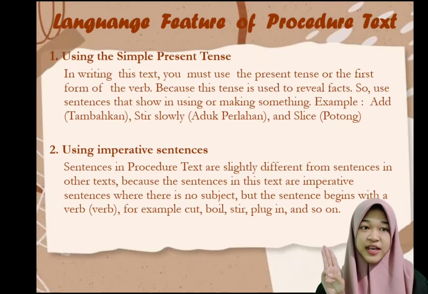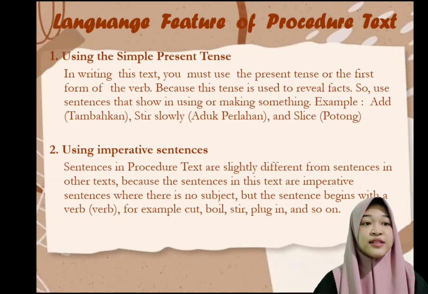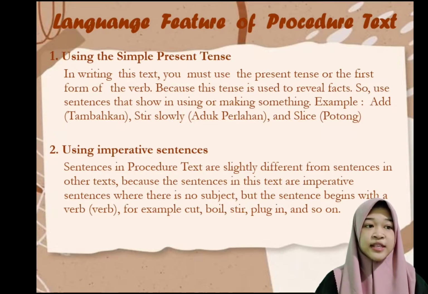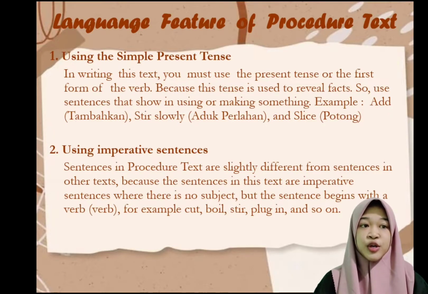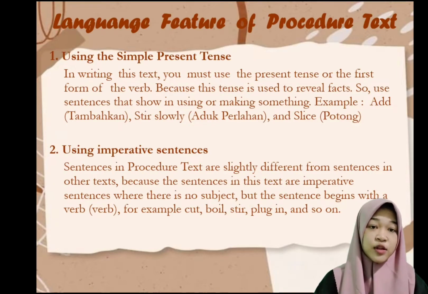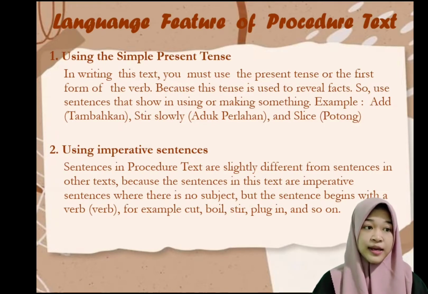Point 3. Language features of procedure text. 1. Using the simple present tense. In writing this text, you must use the present tense or the first form of the verb, because this tense is used to reveal facts. So use sentences that show using or making something. Example: add means tambahkan, stir slowly means aduk perlahan, and slice means potong.